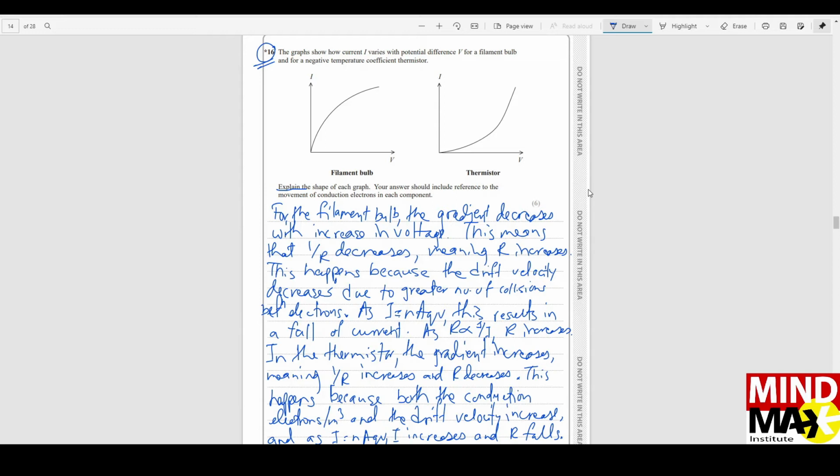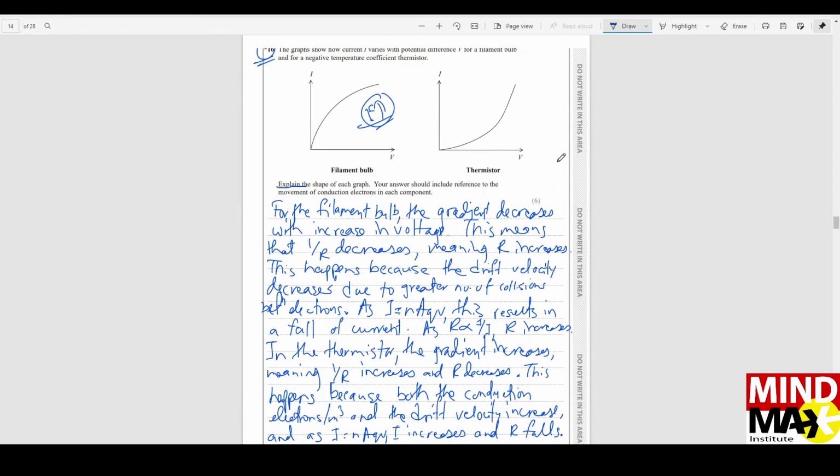So why does R increase? This happens because the drift velocity decreases due to a greater number of collisions between the electrons. If you are providing more voltage across the filament bulb, each of the electrons is getting more energy. Voltage is basically energy per charge, right? If they get more energy, they will strike each other more, and they will lose velocity, which results in loss of energy. So the drift velocity decreases, and because I = nAqv, where v is the drift velocity, if v decreases, I also decreases, and the resistance increases in the filament bulb. That's the explanation behind this shape.